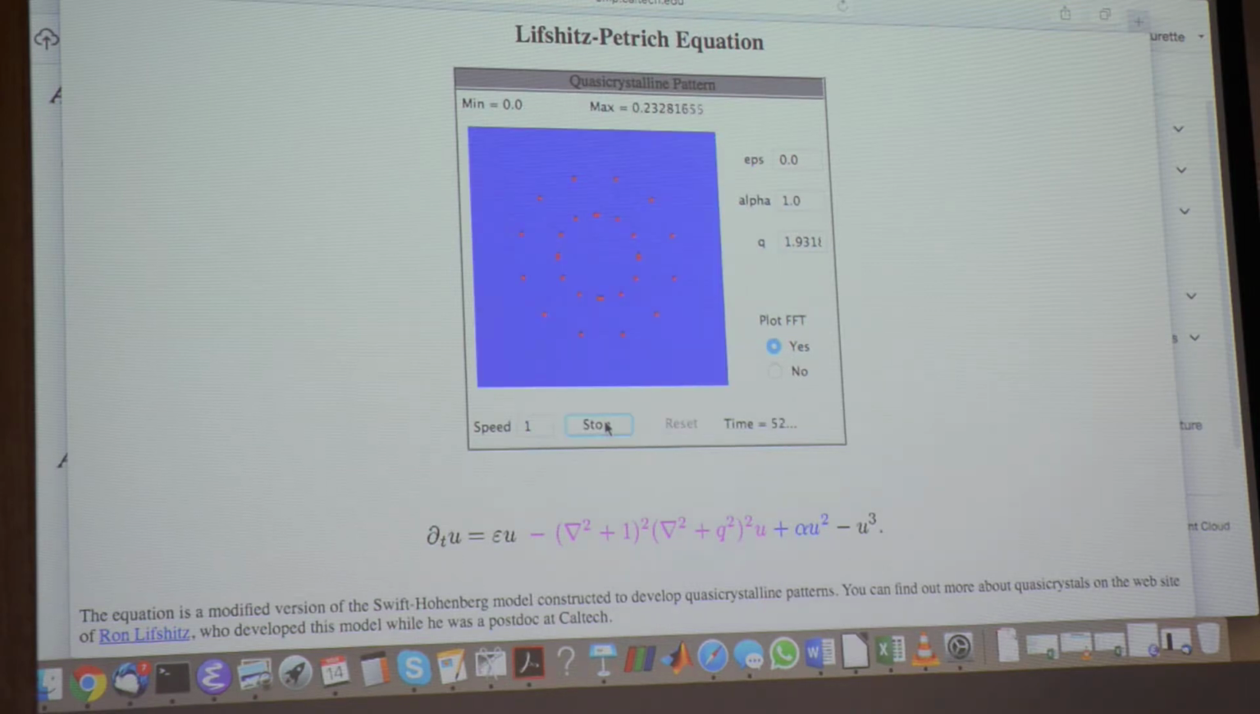Let's look at the pattern. You see there's this wave number and this wave number. A little one and this one, Q is about 2. So that must be 2, and this is 1.